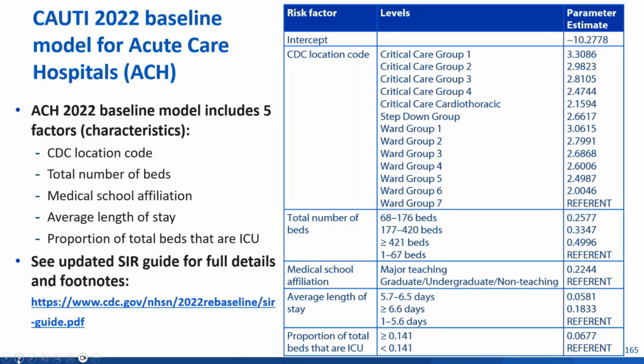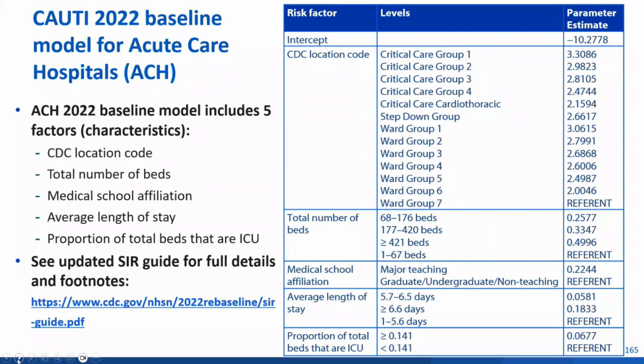The ACH, acute care hospitals model, is the largest of all 4, and its parameter values are displayed on the right. This model contains 5 characteristics or factors, each with multiple levels. The parameter values are listed in the far right column, and detailed parameter estimates and level information are also available on our website and in the SIR guide.